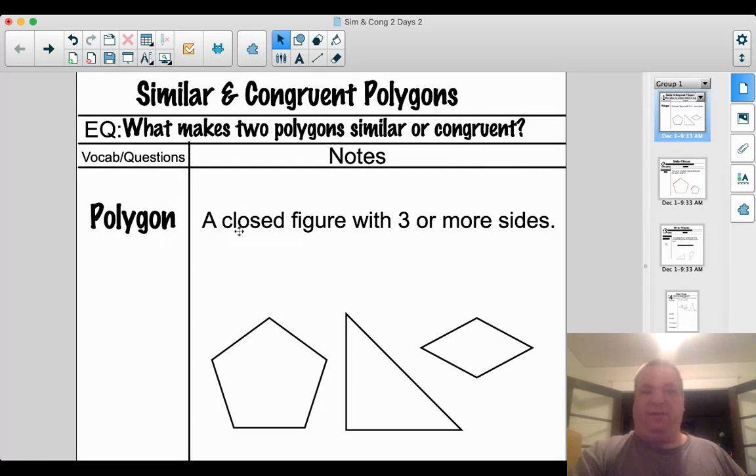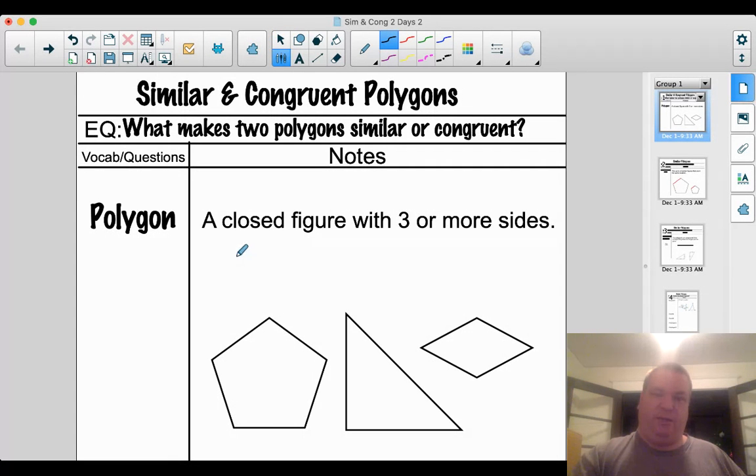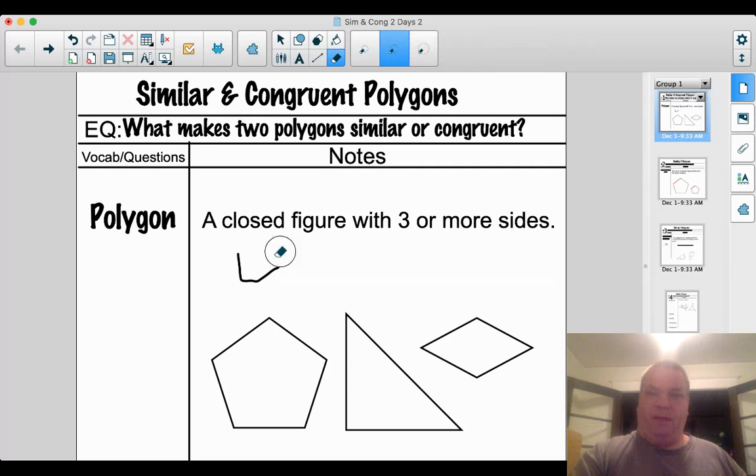A polygon is a closed figure with three or more sides. Okay, we got some examples. Here's a triangle. Here's a quadrilateral. Here's a pentagon. These are different examples of polygons. Notice we have straight lines for sides. They're all closed, which means we don't have something left open. Let me show you what that would look like. It's not something like that, right? Where there's an opening. They're all closed shapes. They end up where they started. And it has three or more sides.